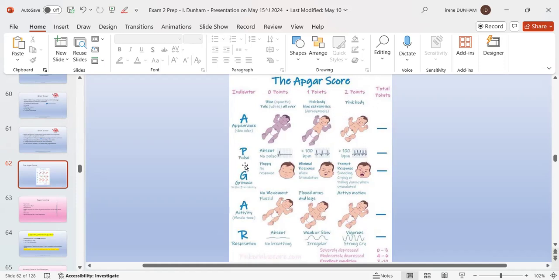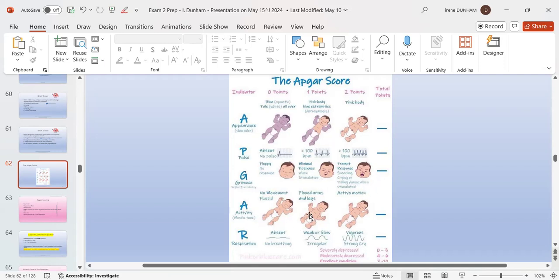Now, the P stands for pulse. Obviously, if you've got no pulse, you give it a 0. Less than 100, you give 1. Greater than 100, you give a 2. Then G is for grimace, because a lot of questions, especially on HESI, refer to it as grimace. This is his reflex. If he's floppy, just lying there, you give him a 0. You have to stimulate this baby. Minimal response, you give a 1, and some kind of response, a 2.